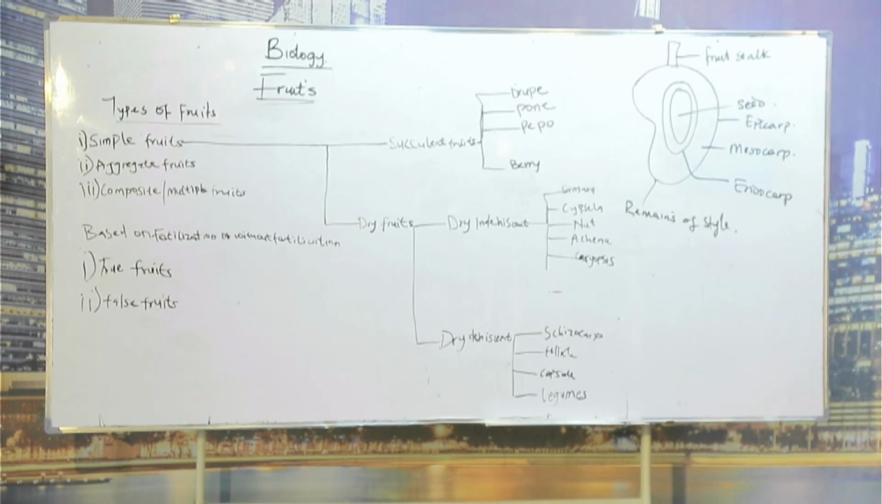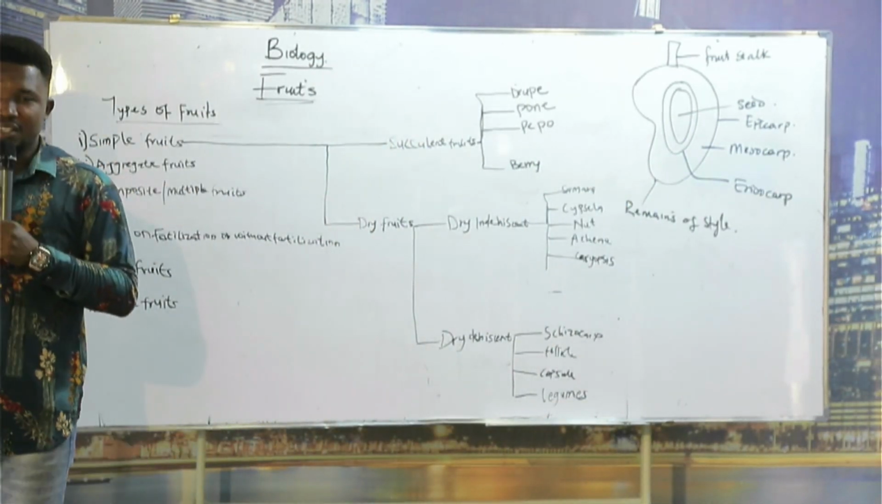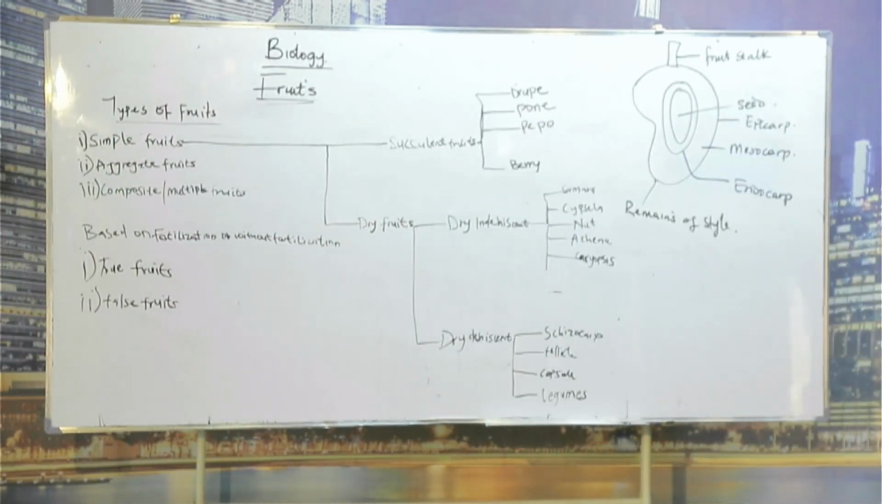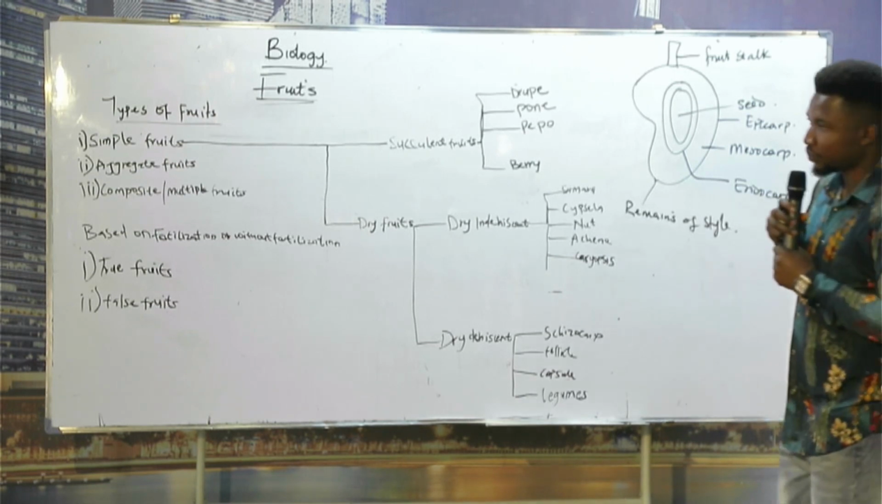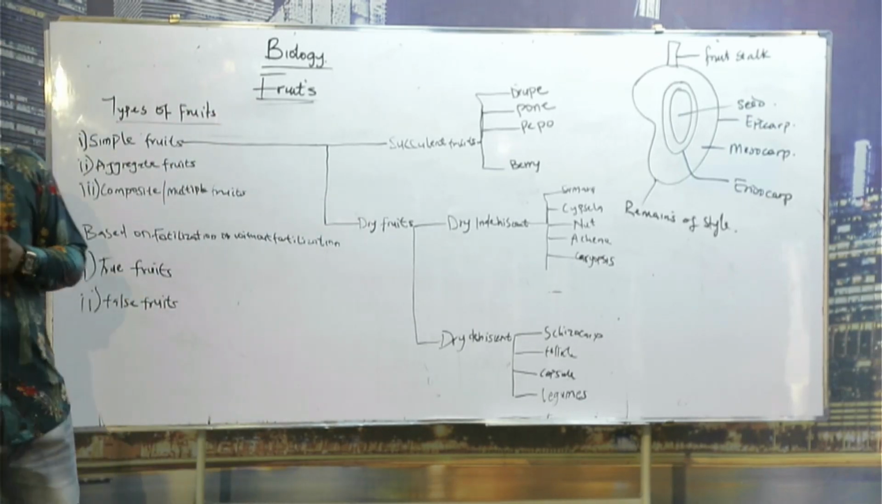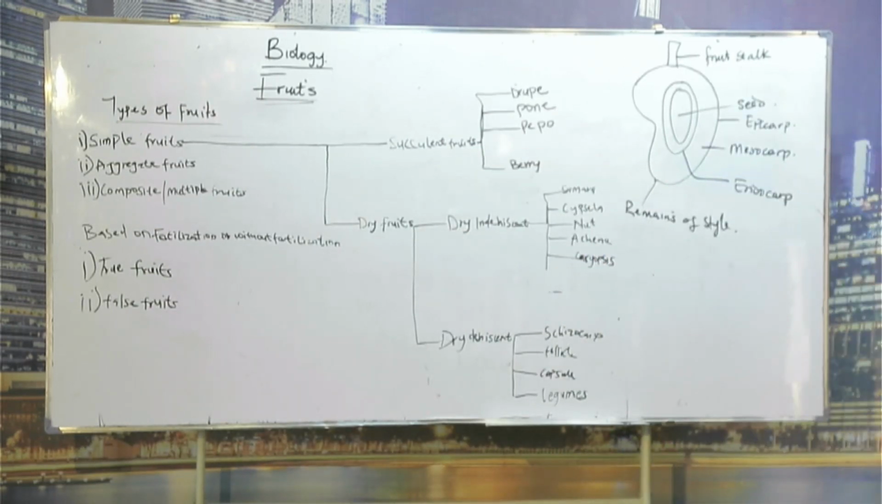True fruit. It is a type of fruit that is formed from the ovary. Example, mango. Guava.